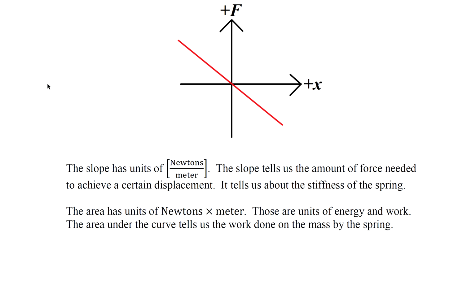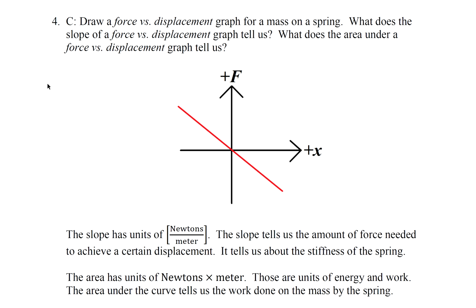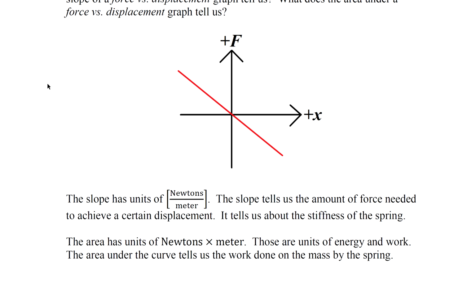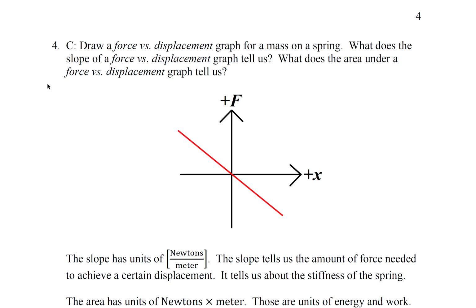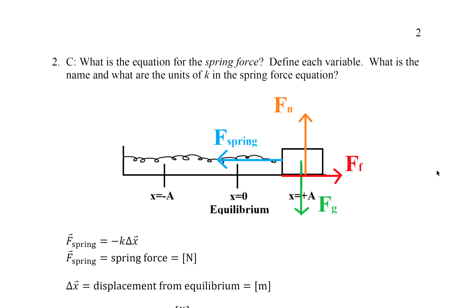The slope has units of newtons over meter. That tells us the amount of force needed to achieve a certain displacement. It tells us about the stiffness of the spring. And the area under the line has units of newtons times meter. These are the units of energy and work. So the area under the curve tells us the work done on the mass by the spring. Once again, we're going to learn a lot more about springs later, hopefully.